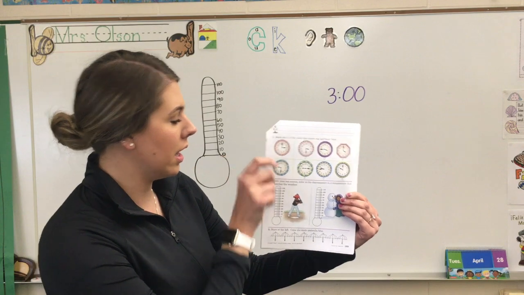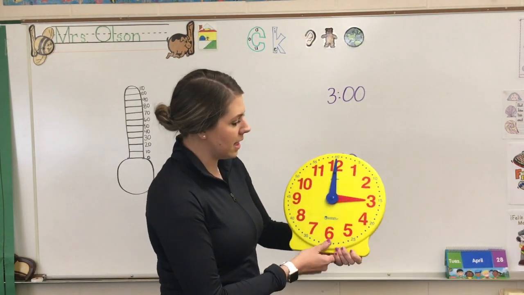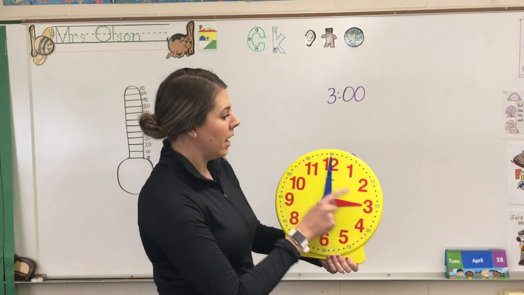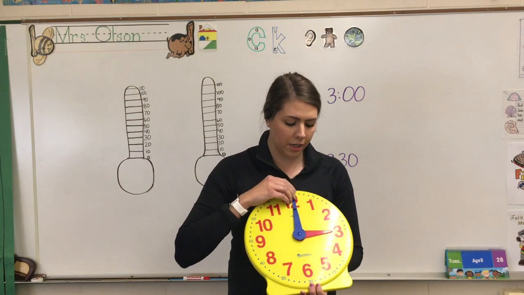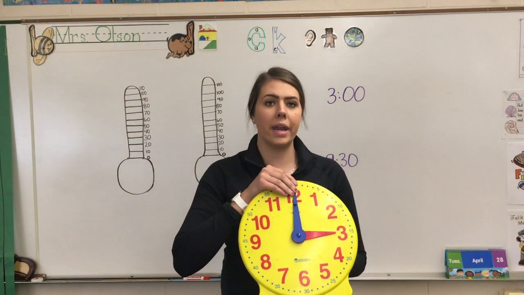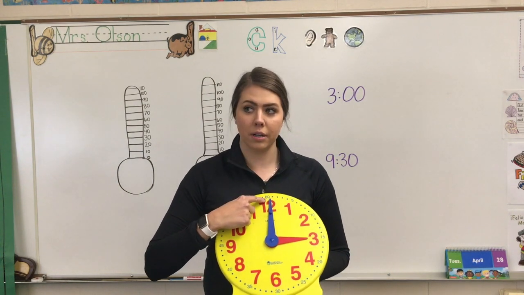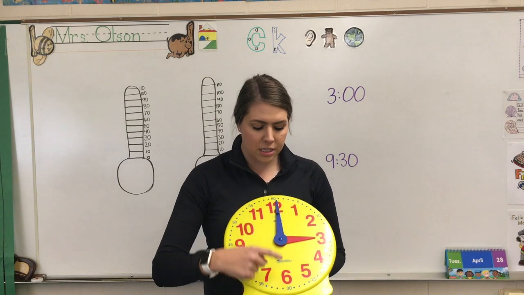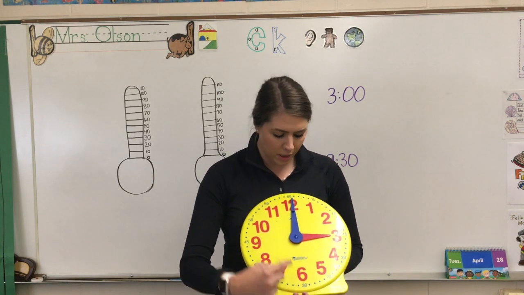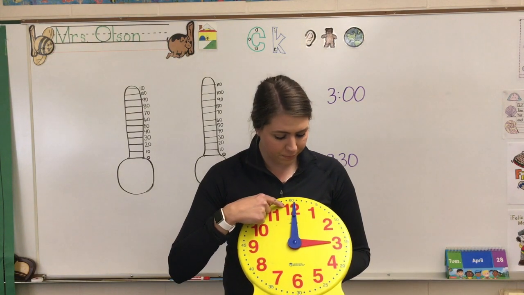So if we start with this clock here, and I have my example here, I know that the hour hand here is at the 3, and my minute hand is right up top, so I know that this says 3 o'clock. And I want to know, what is 1/2 hour later? So if we know that 1 hour is 60 minutes, we know that half of the 60 is going to be 30 minutes. So we want to know, what is 1/2 hour after 3 o'clock?